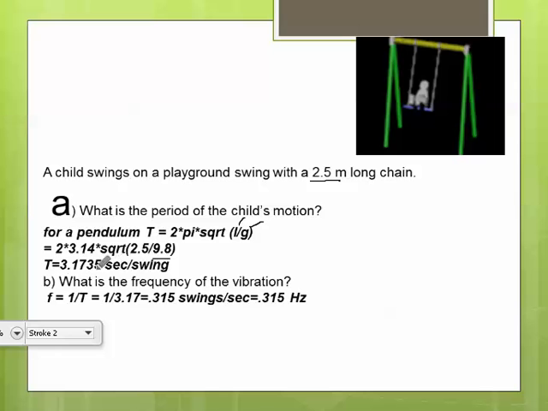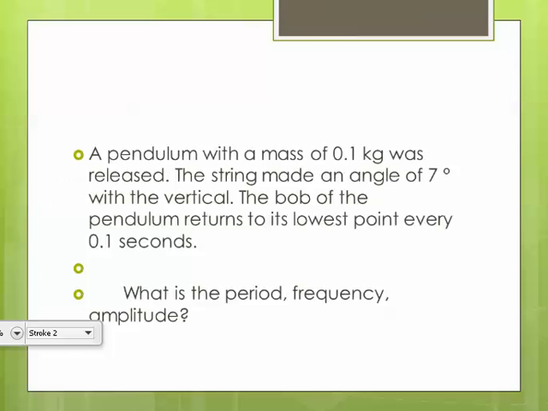When you work all that out, you get that the period is 3.1735 seconds per swing. About 3 seconds per swing. Okay? So what is the frequency of the vibration? You take 1 divided by T. You take 1 over T. So you take 1 over this, and it's about 0.315 megahertz. Not megahertz, hertz. 0.315 hertz. That's swings per second. Okay? Cool. Well, that's not that difficult. Okay, this is beginning to sound a little bit easier.